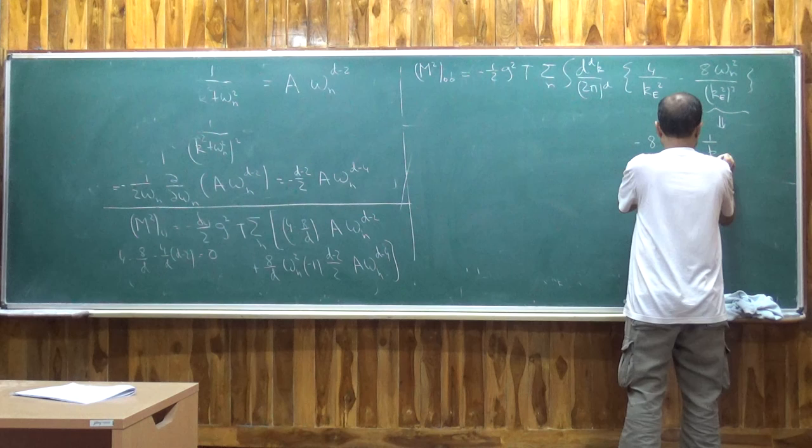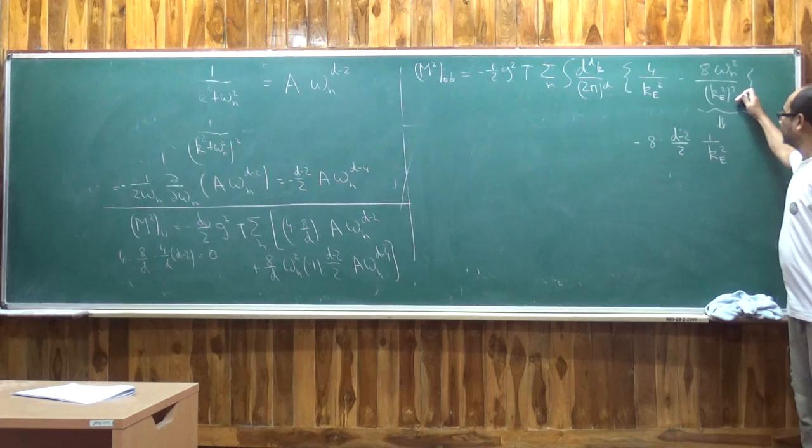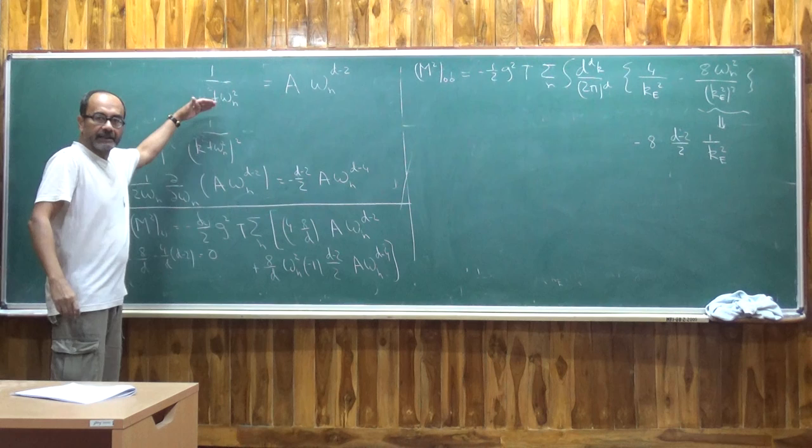Inside the integral, they give the same result. That's clear, because this is 1 over k square whole square, right? And here are the relations. So unfortunately, I erased part of it, but you can already see this was 1 over k square plus omega n square, it is 1 over k square plus omega n square whole square.